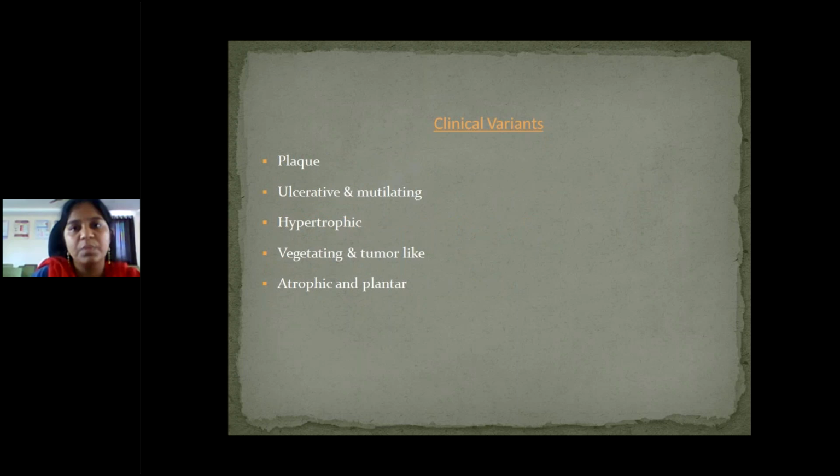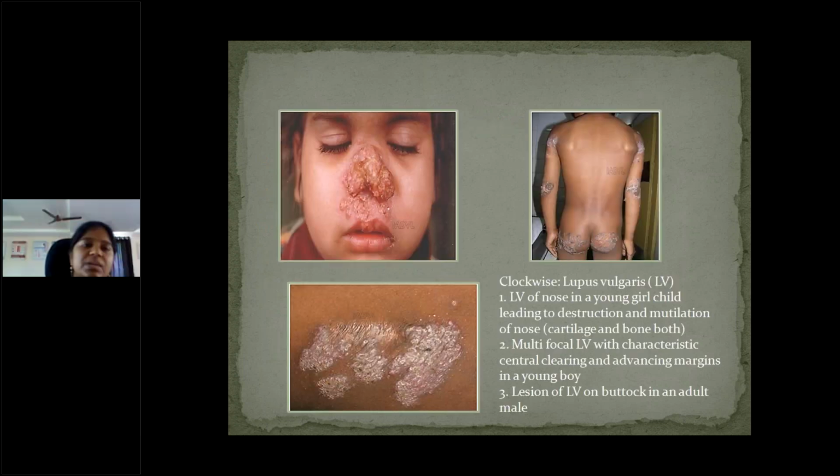Clinical variants based on the look of the lesion: plaque type, ulcerative or mutilating, hypertrophic, vegetating or tumor-like, and atrophic and plantar. So here in these pictures, in the first, this young child has lupus vulgaris over the nose, and because of the disease, the underlying nasal cartilage is broken, with complete destruction of the nose cartilage. And here you can see the gluteal region, multifocal lupus vulgaris with characteristic central clearing and advancing margins. This is also a very characteristic feature.